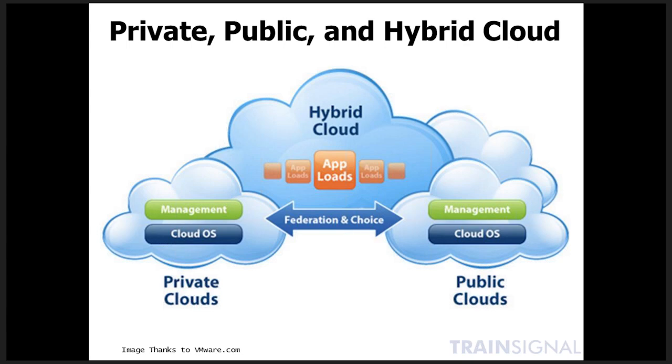So I mentioned private cloud, public cloud, and hybrid cloud. This is a nice graphic from VMware.com that shows us VMware's picture of what private, public, and hybrid clouds look like. So we talked about public clouds. Amazon Web Services, that's a public cloud.